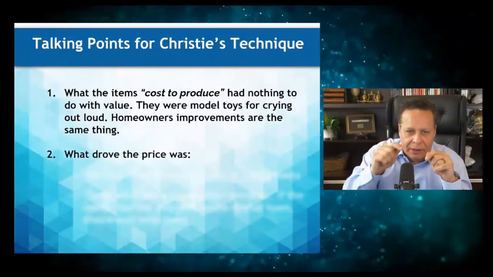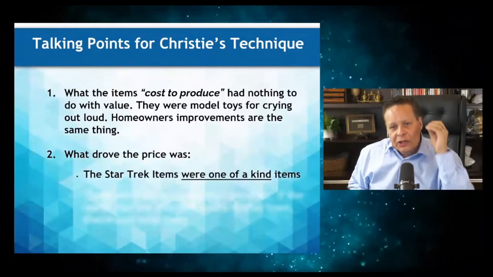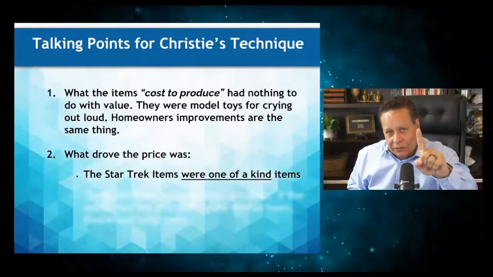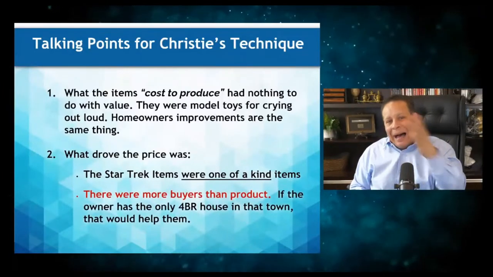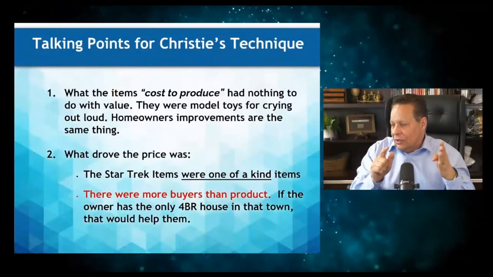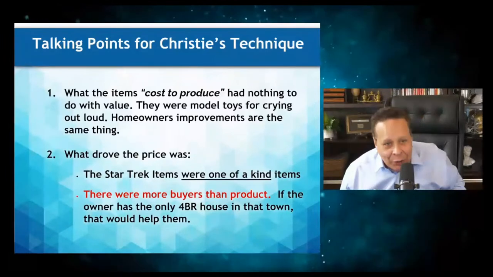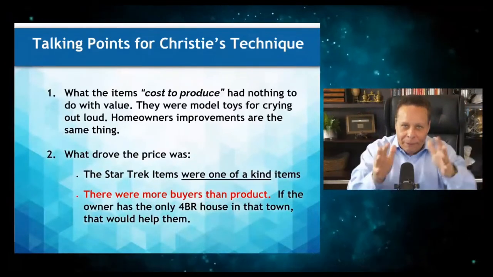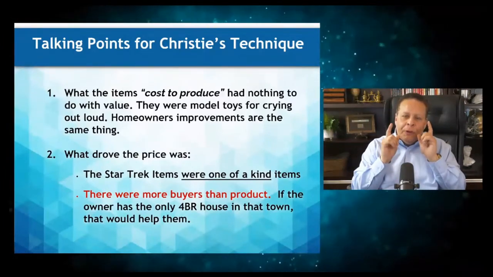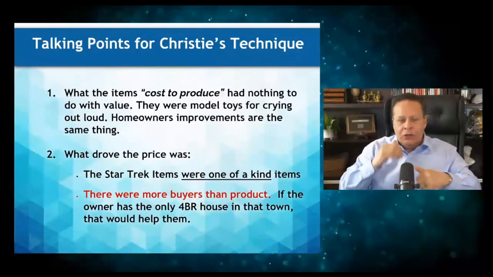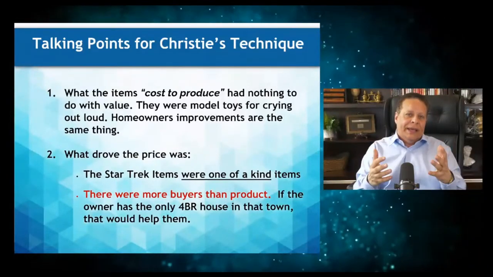Second talking point: what drove the price for these items was Star Trek. These were one-of-a-kind items, and that is what drove the price. And there were more buyers than product. So if you own the only four bedroom house in town, if you are the only house with four bedrooms, then it's going to drive the price. So what you put into something, what you spend on something, has nothing to do with the value of the item. It has to do with the demand. And that's the whole point.